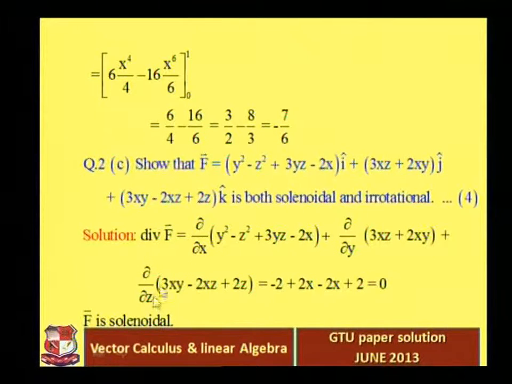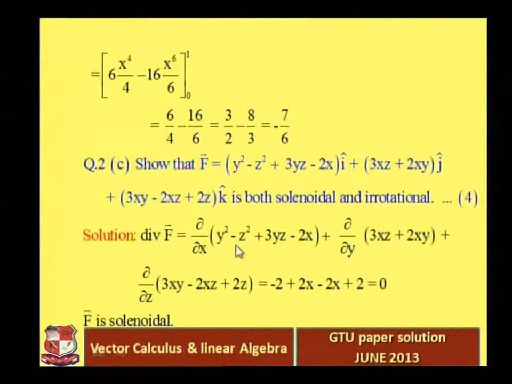Okay, so in both we have to prove first of all that f is solenoidal, so we have to prove that divergence of f is equal to 0. Here is the equation for divergence of f: del by del x of (y cube minus z square plus 3yz minus 2x), plus del by del y of (3xz plus 2xy), plus del by del z of (3xy minus 2xz plus 2z).